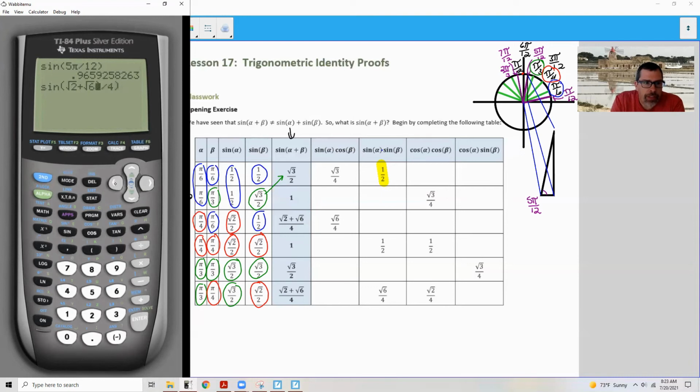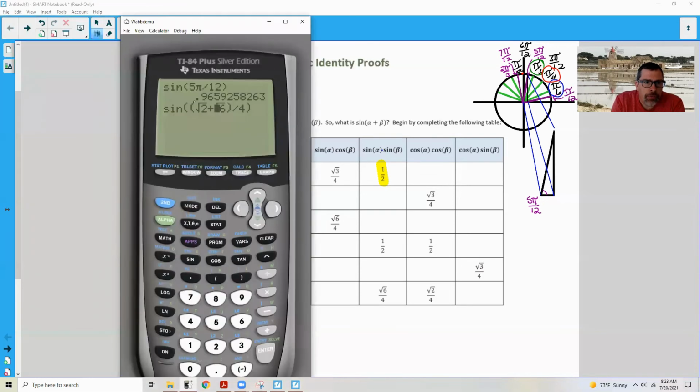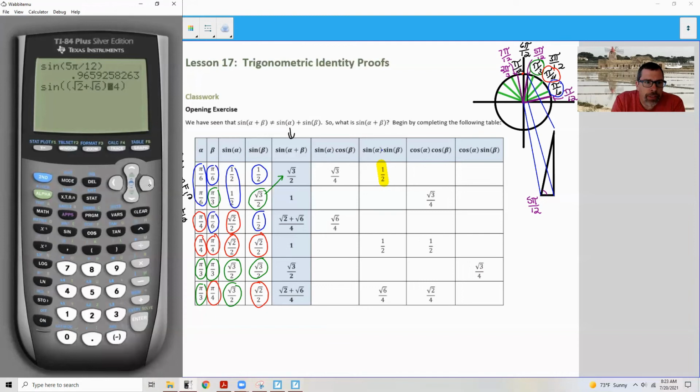Okay, I'm going to need another parentheses because I want to put the numerator in parentheses, so it keeps it together, and dividing that by 4. If I just left the 4 outside the parentheses, it would have been the sine of this, and then divide the whole thing by 4, and that's a different value. So let me start this again. I want to take the sine of 5 pi divided by 12. And that should equal root 2 plus root 6 over 4.